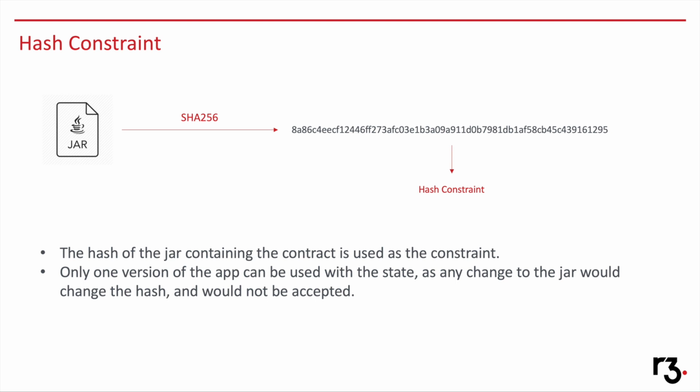Hash constraint was the only constraint available till Corda 2, and thus the only way to do an upgrade back then was by the explicit approach. However, if malicious app creators is a threat to the consortium, this can be the way forward.